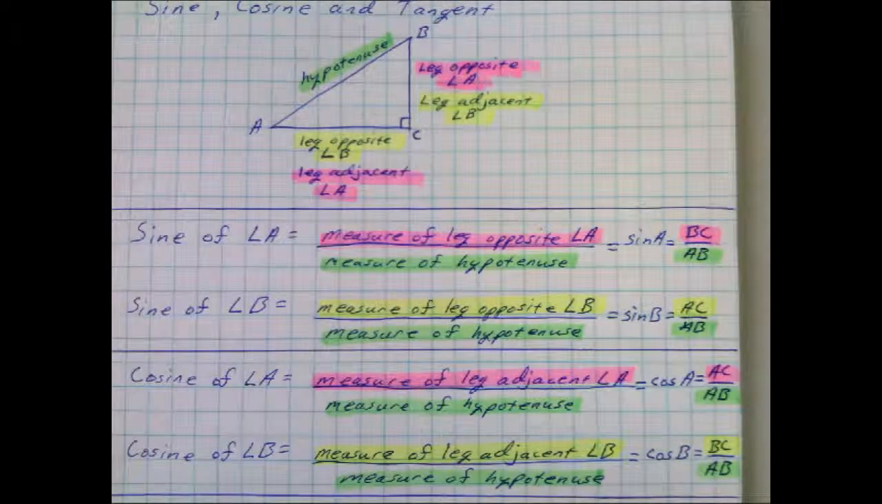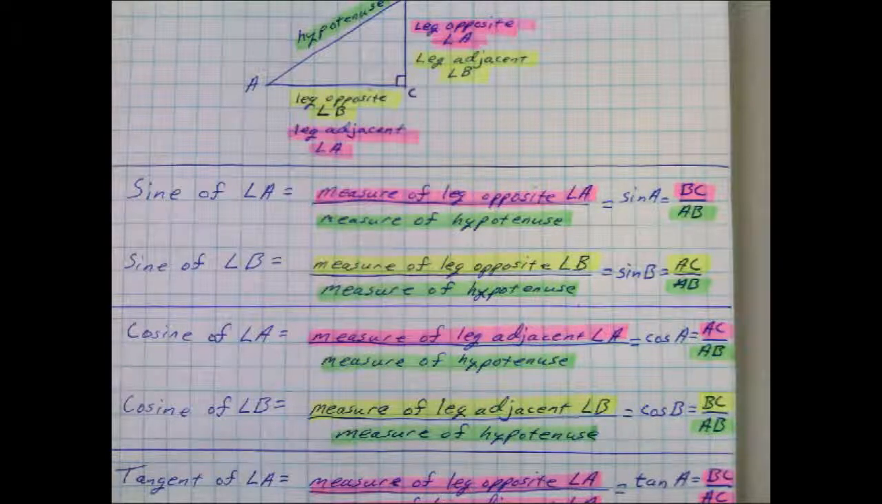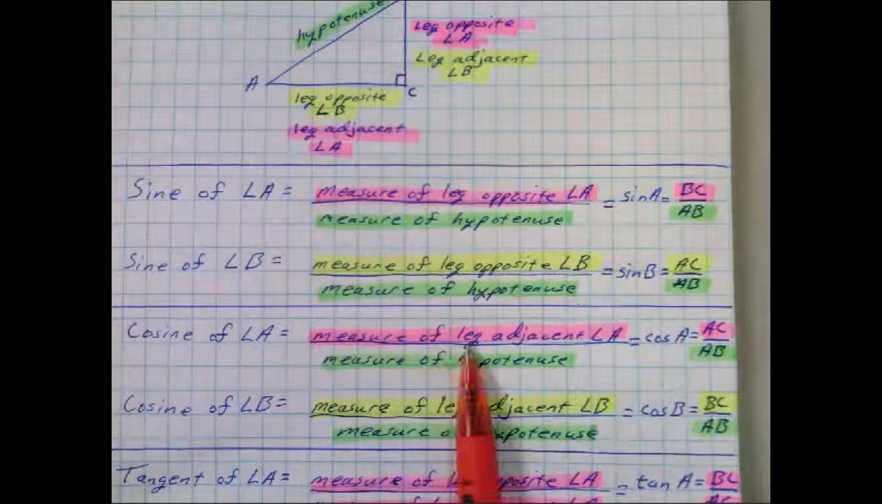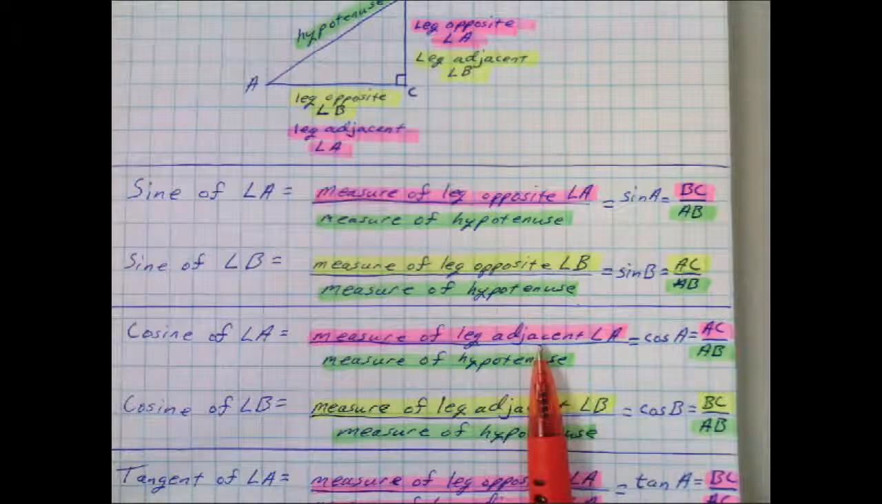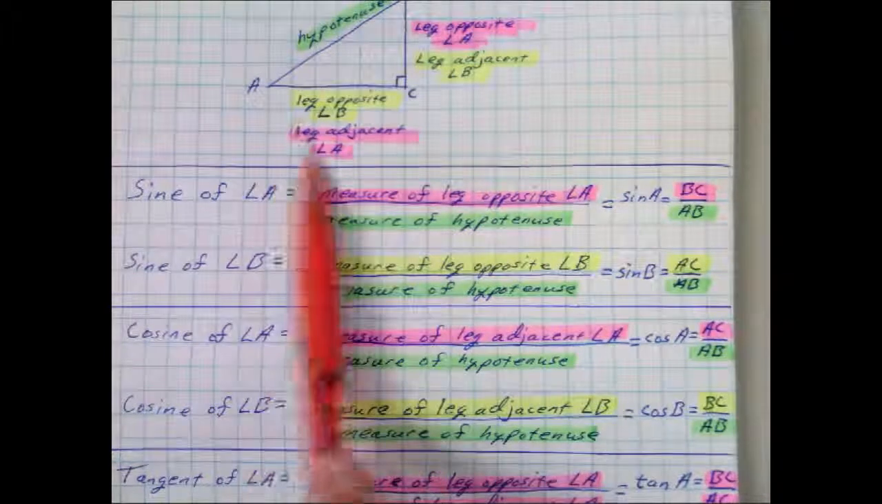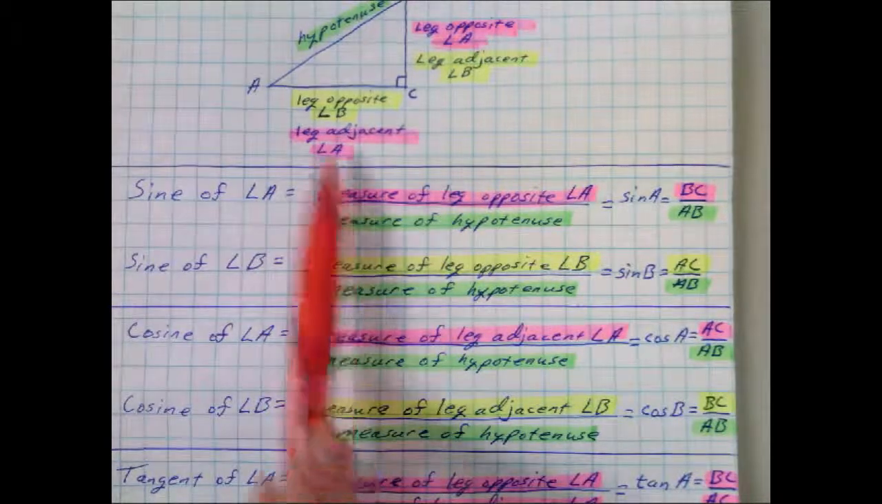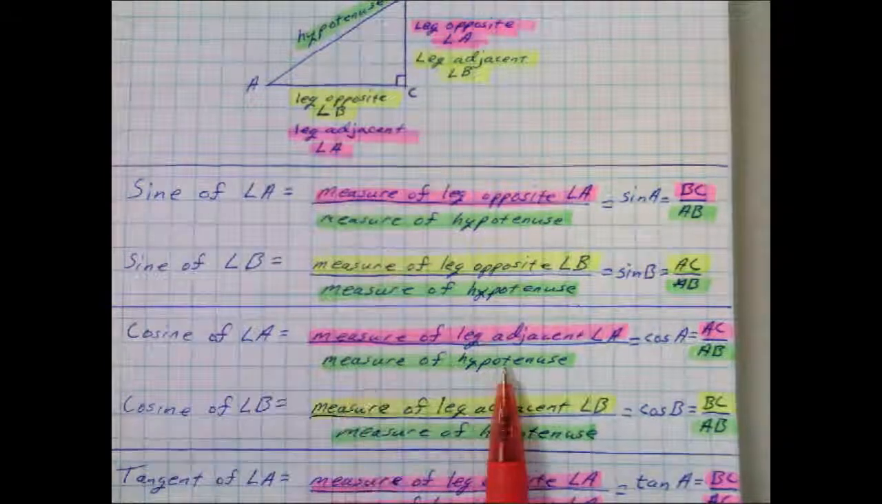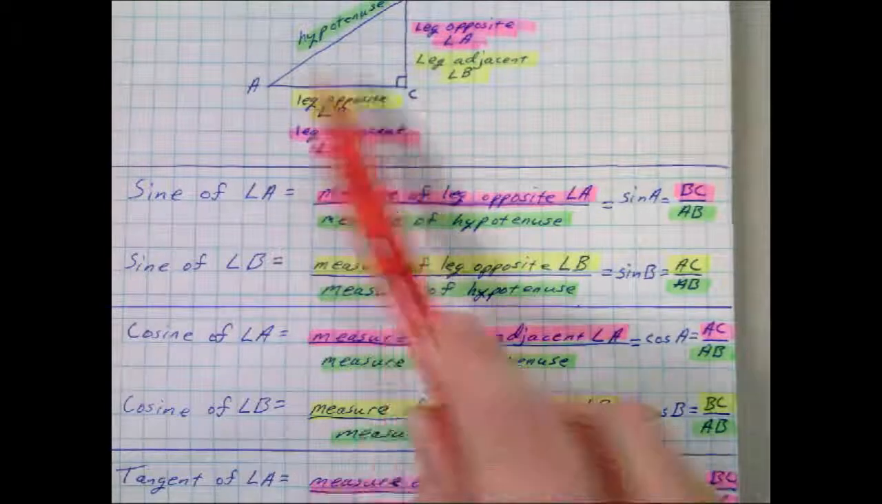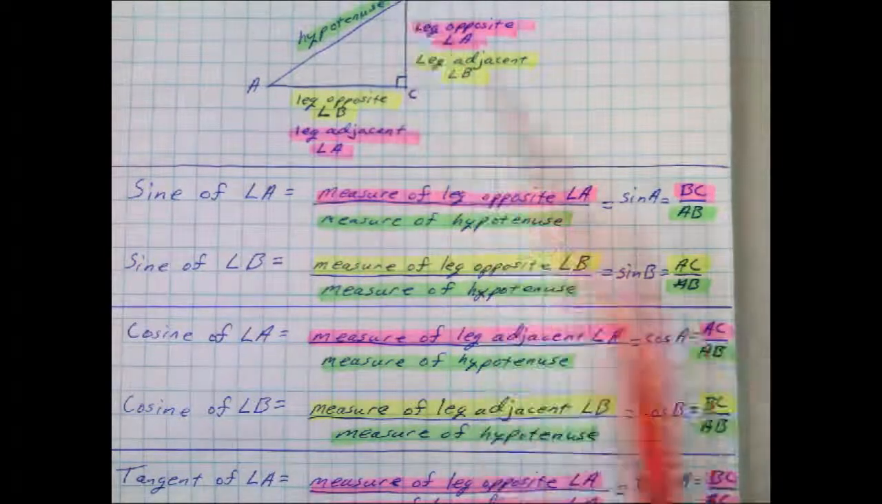Okay, so then going on to cosine. Slide this up just a little bit here. For cosine of angle A, we're taking the measure of the leg adjacent to angle A, so that's in pink. We want the one adjacent to angle A in pink. And then we're still using the hypotenuse here. So that's going to be AC divided by AB.